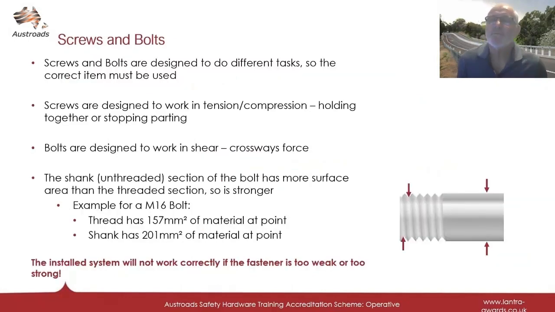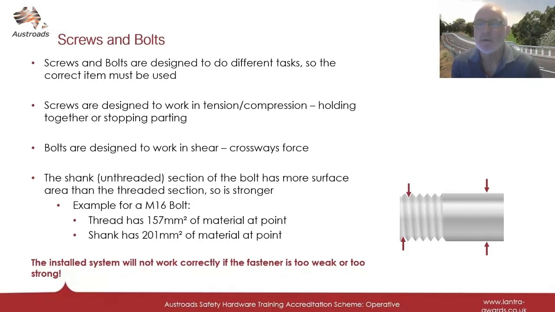Screws and bolts. Screws and bolts are designed to do different tasks, so the correct item must be used. Screws are designed to work in tension, compression, holding together or stopping parting. Bolts are designed to work in shear, a crossways force. The shank, the unthreaded section of the bolt, has more surface area than the threaded section, so it is stronger.